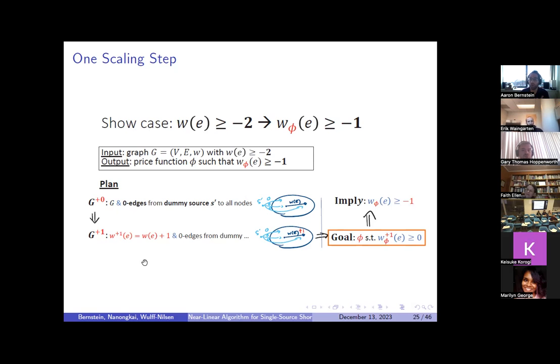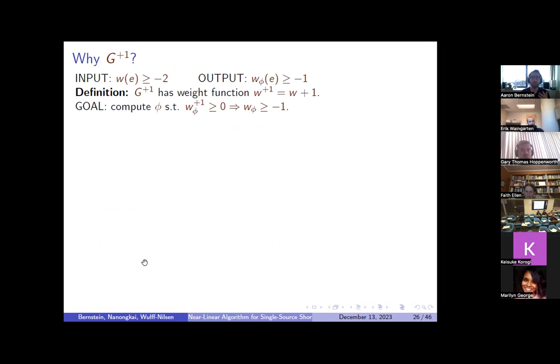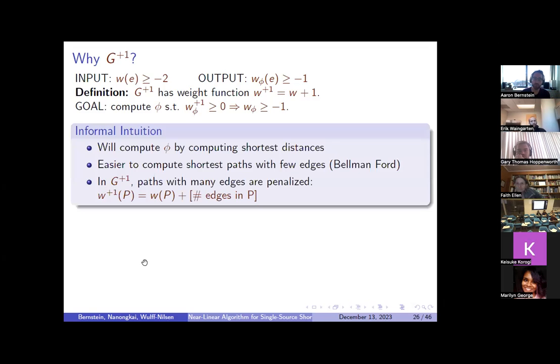Now, of course, the question is why G plus 1? The whole point of all of this is to allow us to work with G plus 1 instead of G. But this raises the question: why is it easier to work with G plus 1? Why should it be easier to find a perfect price function for G plus 1 than to find a perfect price function for G? And this goes back to what I was saying about low diameter decomposition.